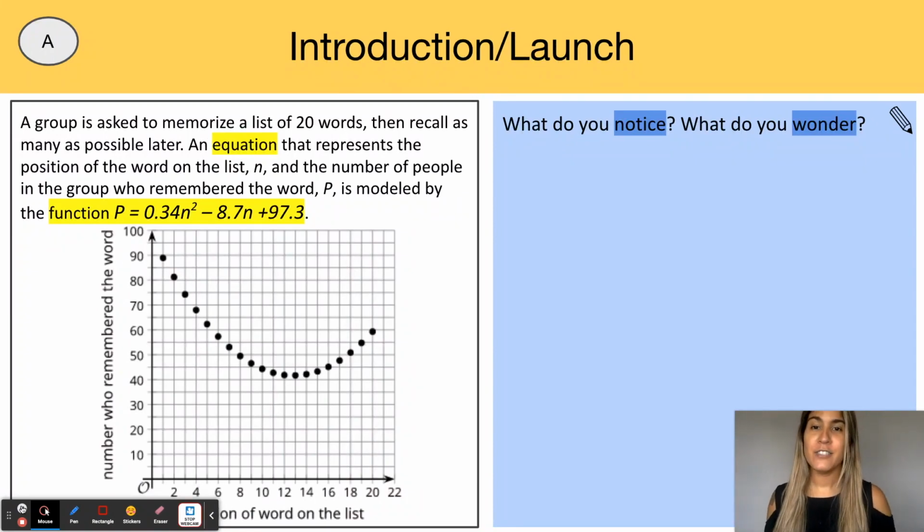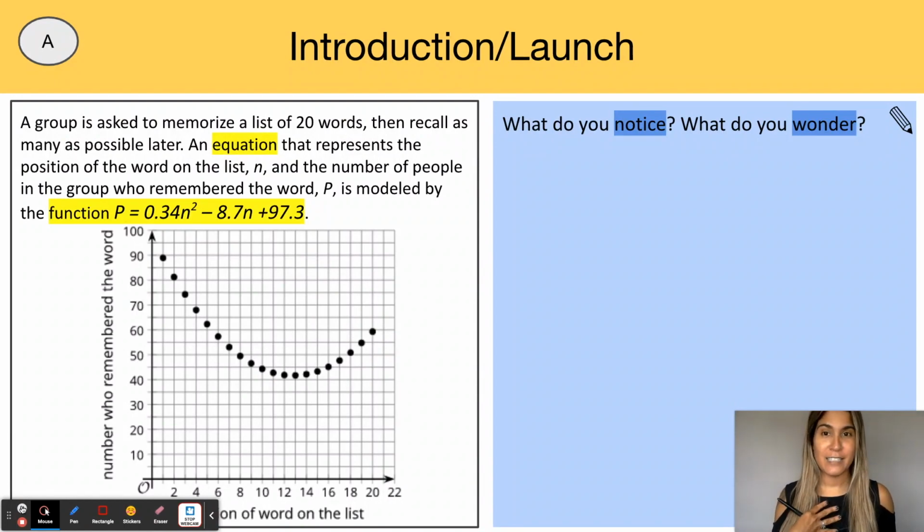N, and the number of people in the group who remembered the word P is modeled by the function P equals 0.34n squared minus 8.7n plus 97.3. And all we're being asked to do is to notice and wonder. So let me see what are things that I notice.